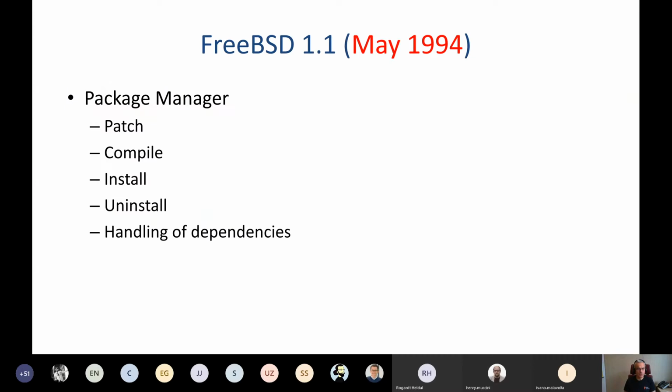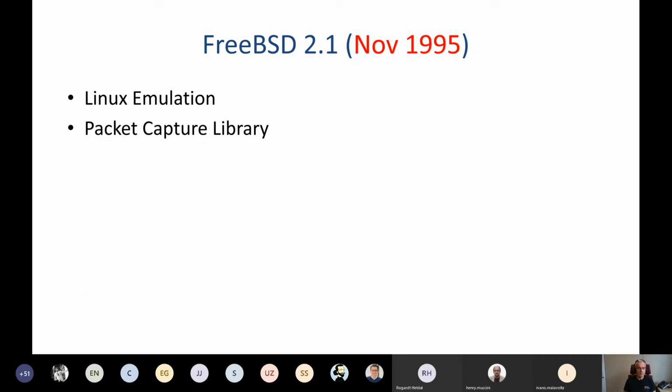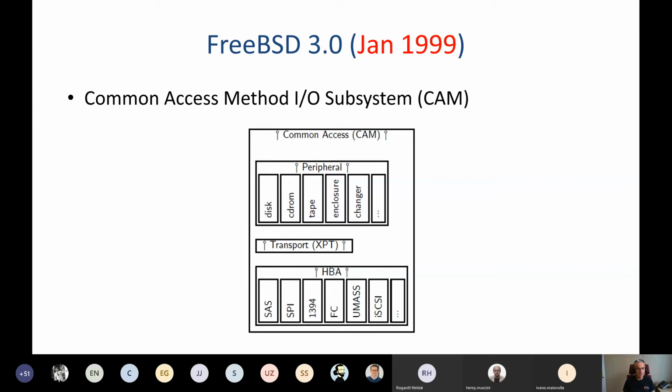With 1.1, we had a package manager. With 2.0, a process file system and dynamically loadable kernel modules, which allowed many more modules to be implemented and loaded only when needed. By now, we have almost 1,000 such modules used for all things such as device drivers, file systems, emulators, system calls, and so on. 2.1 brought Linux emulation, a packet capture library. In 3.0, we have a common access method subsystem for accessing various storage peripherals.